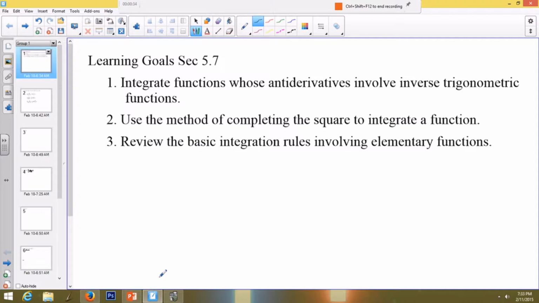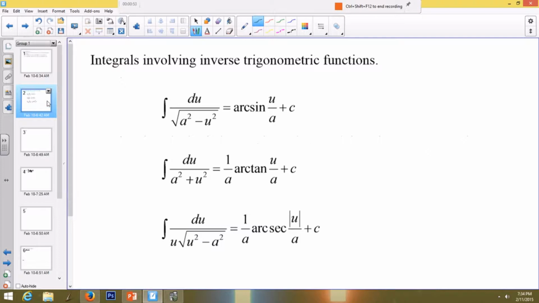We're going to review the method of completing the square to get it into a form so that we can use these inverse trig functions. And then we're going to talk about a table that is in the book for this particular section that is going to become invaluable as you prepare for the AP Calculus test. So again, let's get right to it.